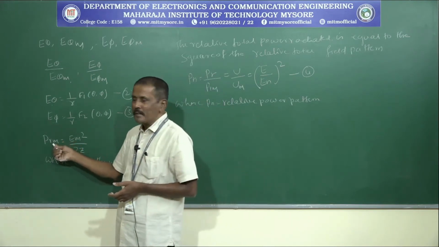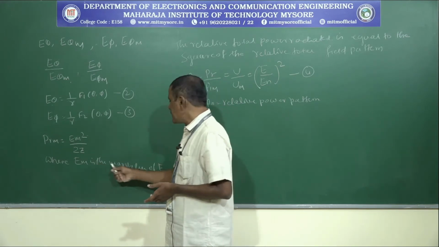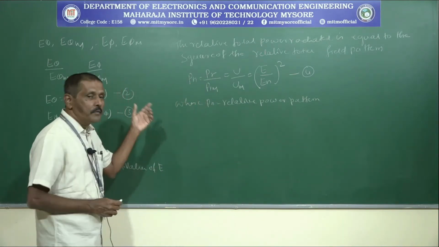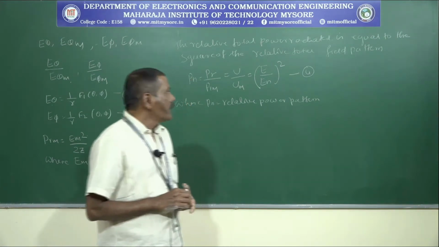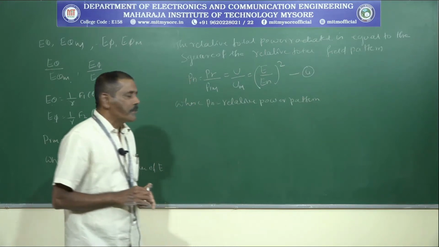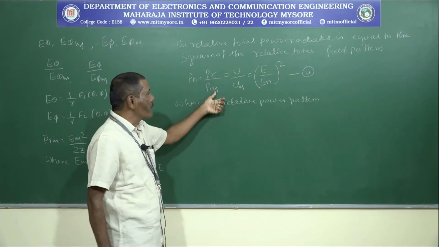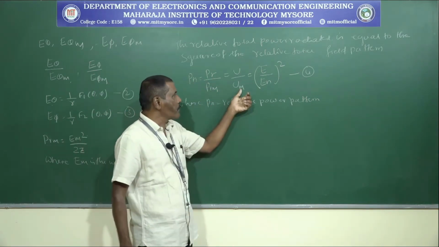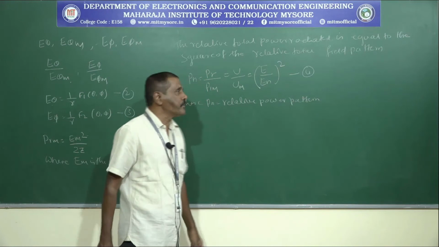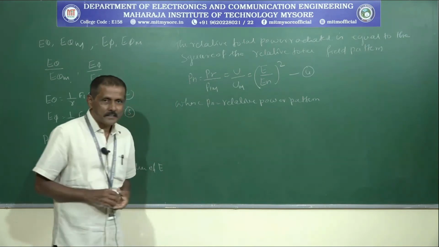And the maximum radiated power is calculated from the equation Em square divided by 2 eta, where Em is the maximum value of the electrical field intensity E. Now, the relative total power radiated is equal to the square of the relative total field pattern. Then we can write Pn equal to Pr divided by Prm, which is equal to U divided by Um. You can write this as E divided by Em whole square, call it equation number 4, where Pn is the relative power pattern.